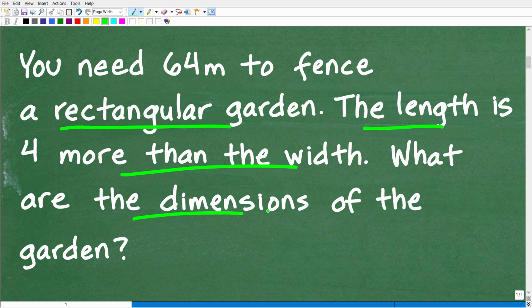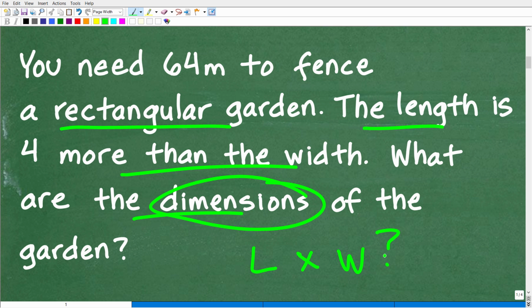Now, I'm going to be using algebra here because we have some unknown values. Now, what are the unknown values? Well, namely, it's the dimensions, right? We don't know what the length and width are equal to. So we need to consider using variables, okay? Now, a variable represents an unknown value.